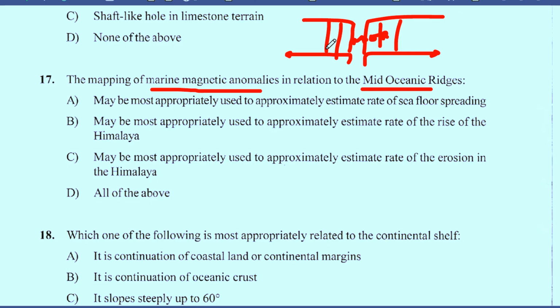This marine magnetic anomaly map will help us find out the mean rate of sea floor spreading. From that we can also tell how much. This concept we will use in the polar wandering curve also, but in polar wandering we mostly use hotspots. So with respect to the mid-oceanic ridge, this is our answer: estimating the sea floor spreading. This is the direct one with respect to plate tectonics.